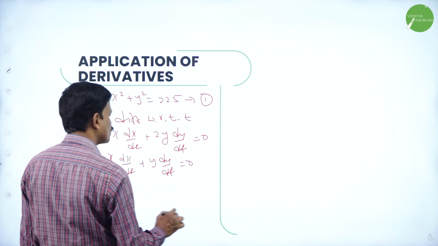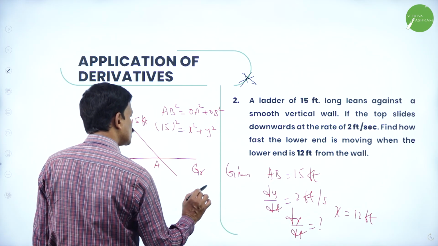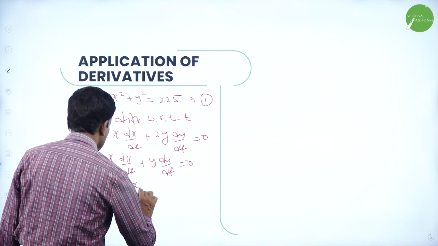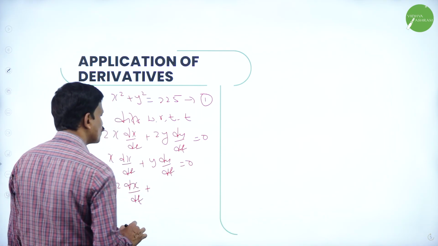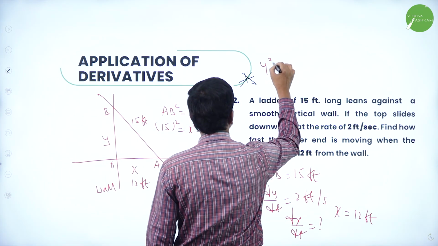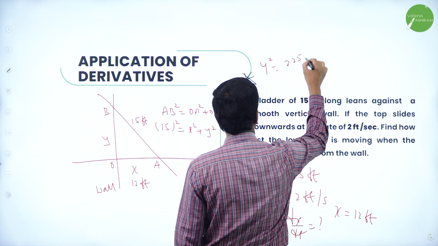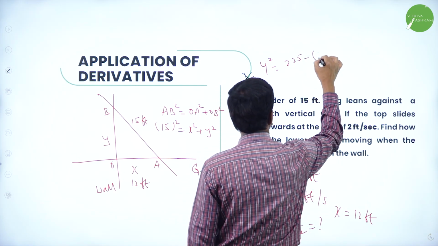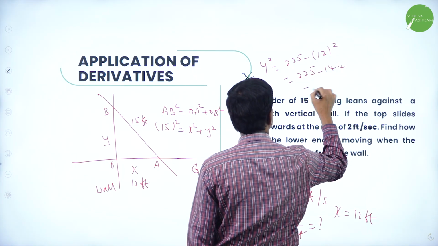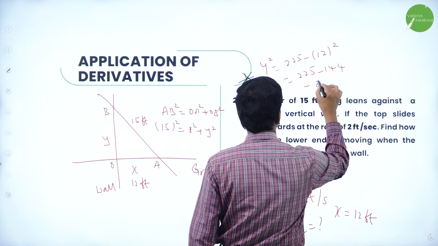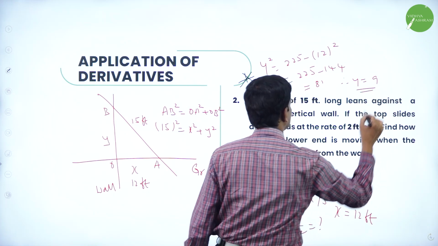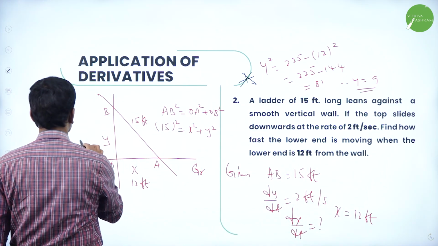So what is given? What is to find? Just to find dx by dt when x is equal to 12 feet. This is 12 into dx by dt plus y dy by dt. What is y? From equation 1, find the value of y. y square is equal to 225 minus x square. What is x square? x square is 12 square. 225 minus 144 is 81. So y is equal to the square root of 81, which is 9. The value of y is 9.